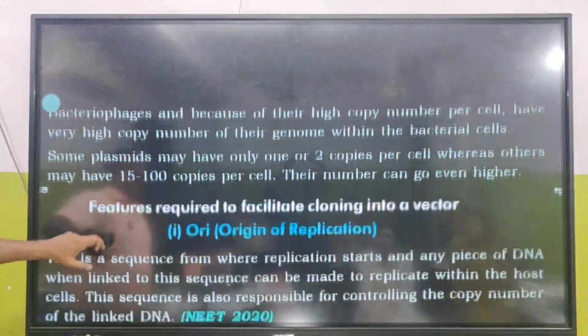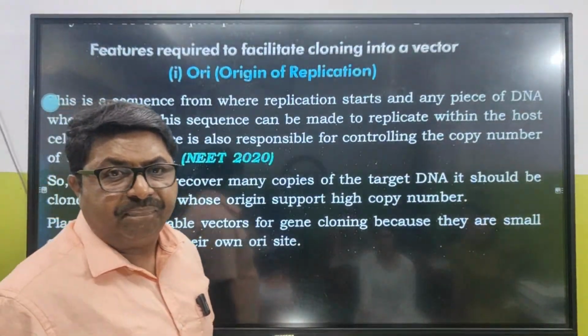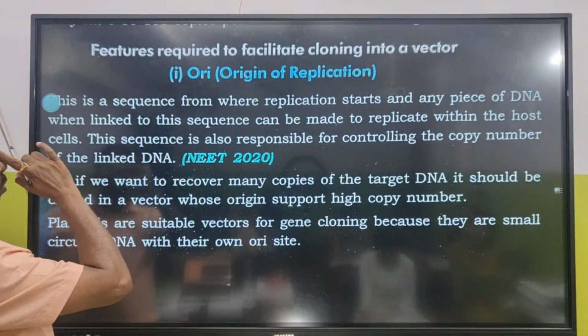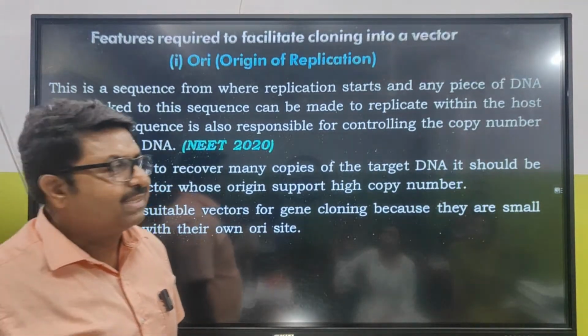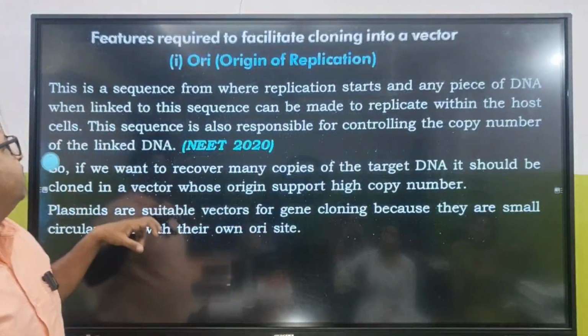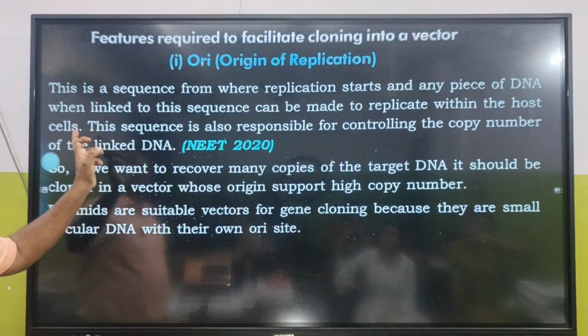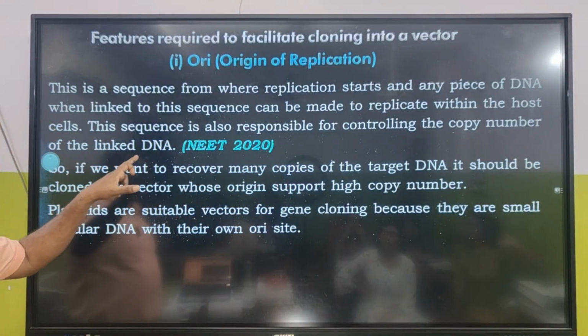We need to talk about pBR322 and the origin of replication, the features required to facilitate cloning into a vector. This was the last day. So, the origin of replication. What is the origin of replication? This is a sequence from where the replication starts, and any piece of DNA, when linked to this sequence, can be made to replicate within the host cells. This sequence is also responsible for controlling the copy number of the linked DNA.